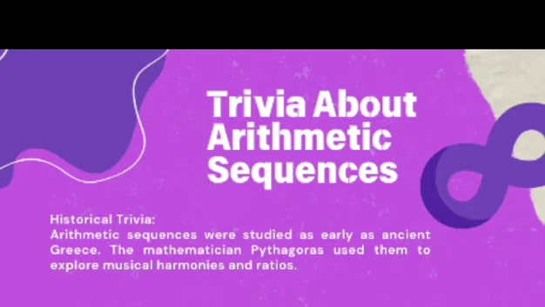Let's dive into an interesting historical trivia about arithmetic sequences. Did you know that arithmetic sequences were studied as early as ancient Greece? One of the most famous mathematicians, Pythagoras, used arithmetic sequences to explore musical harmonies and ratios. Pythagoras discovered that musical notes produced by strings of different lengths follow a specific pattern by dividing a string into equal ratios such as 1:2 or 2:3. He observed that the resulting sound created harmonious tones.